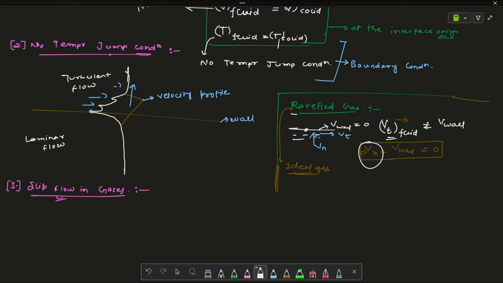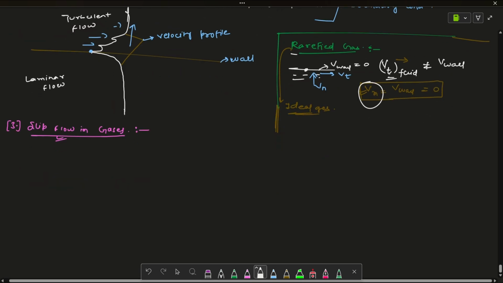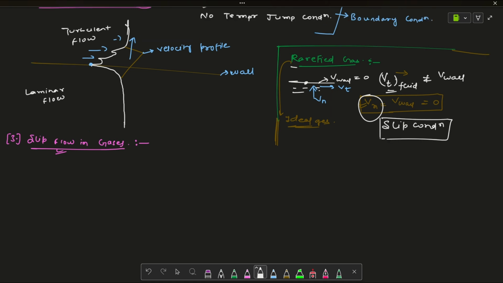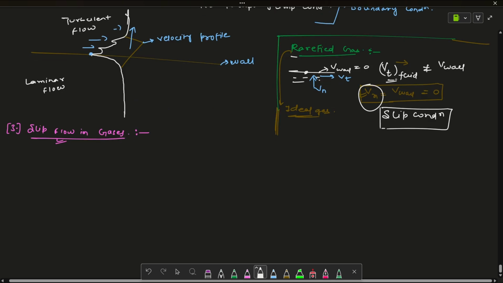Now we have seen that rarefied gas follows the slip condition, because it does not follow the no slip condition that we discussed earlier, that the velocity of the fluid becomes equal to the velocity of the wall. This is valid only for normal velocity. But for tangential velocity, we don't know the velocity of the fluid at the interface.